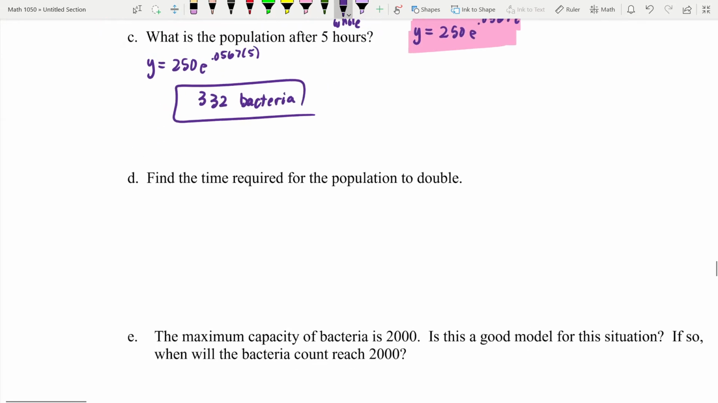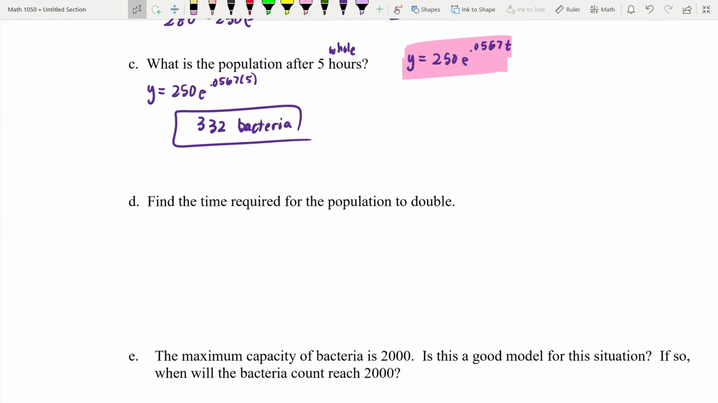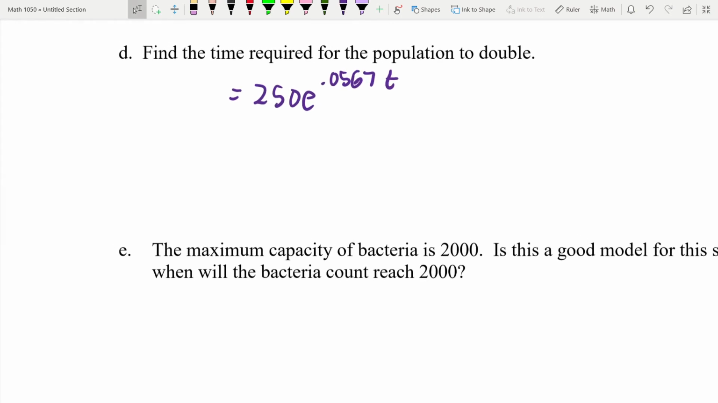Okay, next one. Find the time required for the population to double. So guys, this is just like the first question. It's 250 e to the 0.0567 times t. On the left-hand side, I do not put a 2. What do I put? Everybody tell me. 500. Yep, double 250, which is 500. Good. What do you do right here? We keep doing the same thing. What do I do? Divide by what? Everybody, come on. 250. Thank you. So you have e to the 0.0567 t is 500 divided by 250, which is a 2.